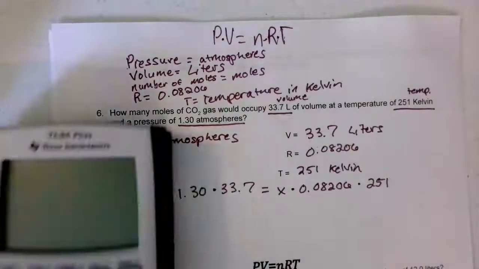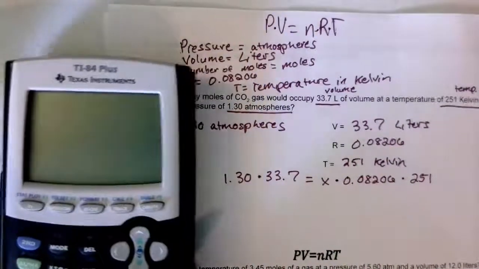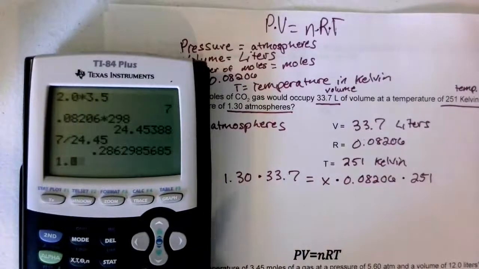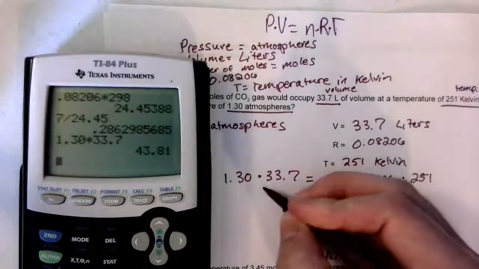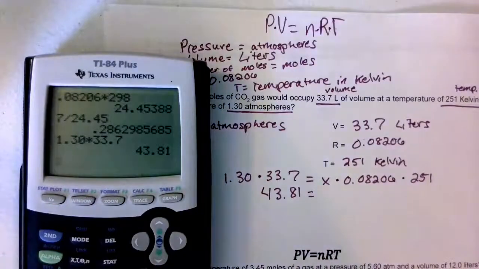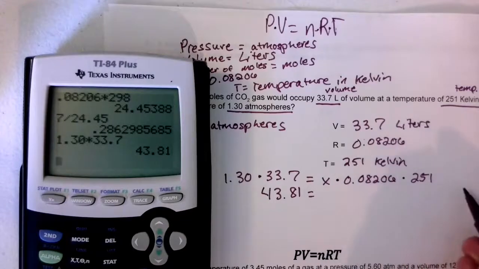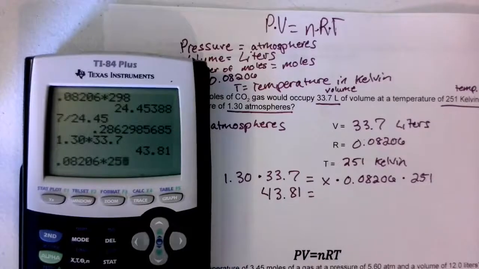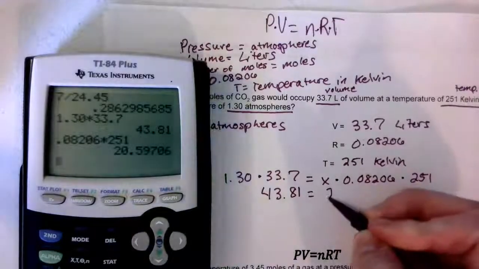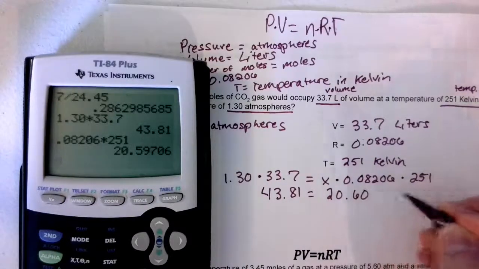Now I'm going to take out my calculator and multiply these two numbers together on the left side. 1.30 times 33.7 gives me 43.81. On the other side, I've got X times 0.08206 times 251. So I multiply 0.08206 times 251, and that gives me 20.597, so I'm going to round this to 20.60.